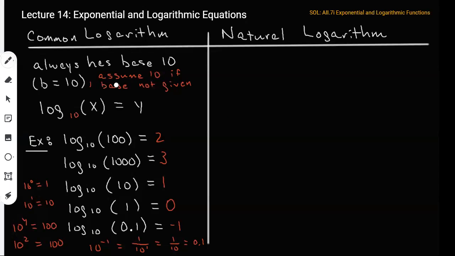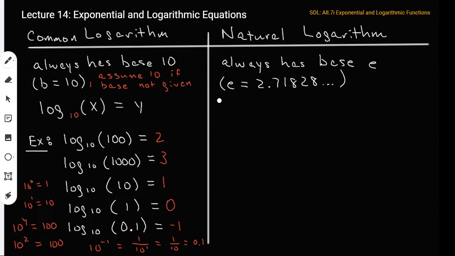This one's going to be a little bit different, and it's more complicated. The natural logarithm is always going to have a base of e. Always has a base of e. And e is going to be equal to 2.71828... That decimal goes on forever. Okay. E is irrational. It is irrational.